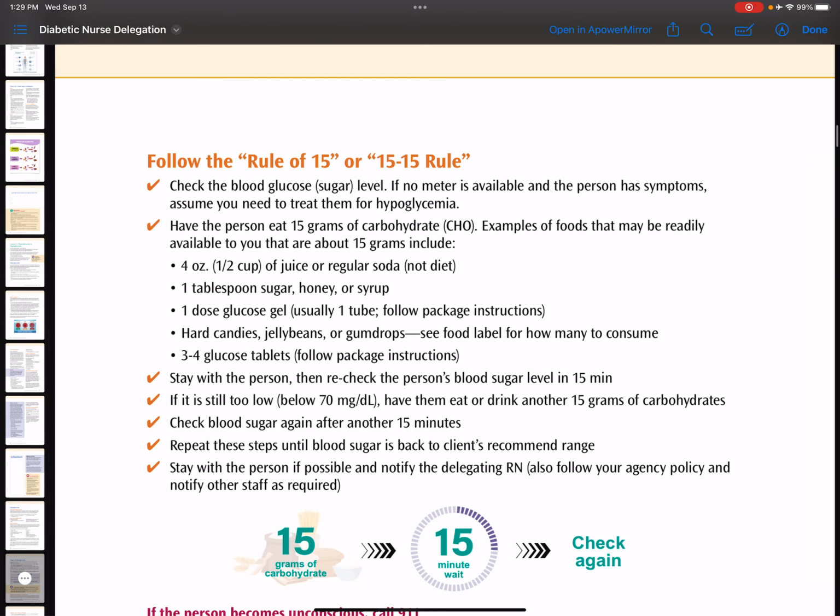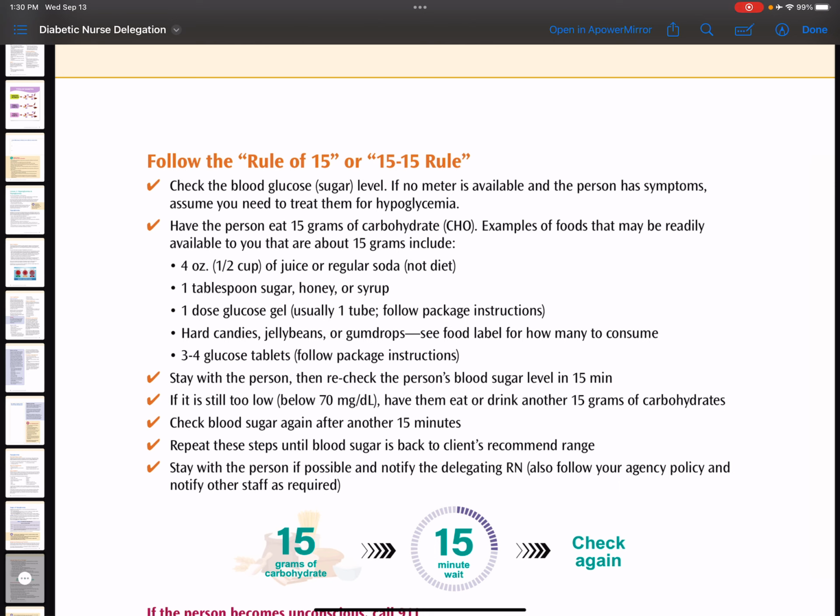That's listed in your book here. This is the rule of 15. So on the rule of 15, first we check the blood sugar level. If no glucose meter is available and the person has symptoms, we treat them as hypoglycemia. Generally, the rule of 15-15 is to have the person eat 15 grams of carbohydrate. For example, it can be juice, honey, sugar, syrup, jelly beans or gummy drops, or 3 to 4 glucose tablets.